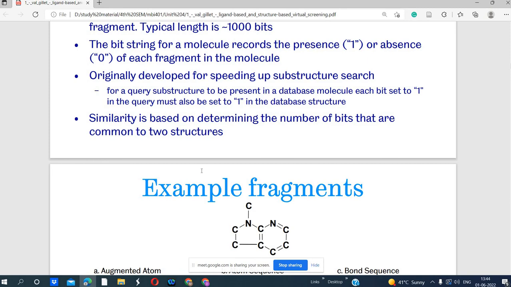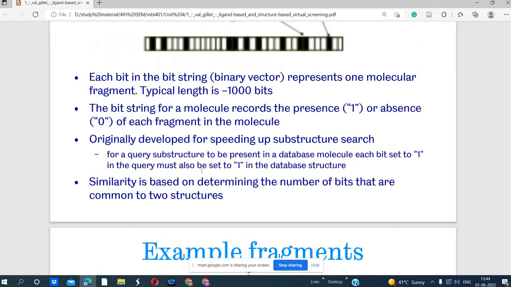The bit string for a molecule records the presence or absence of each fragment in the molecule. First of all, each bit in the bit string represents one molecular fragment. Suppose there is a bit string like 0, 1, 1, 1.